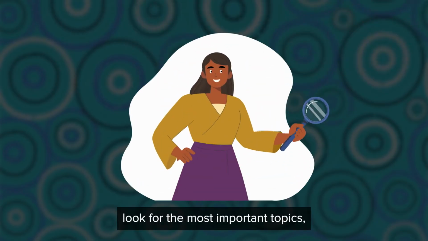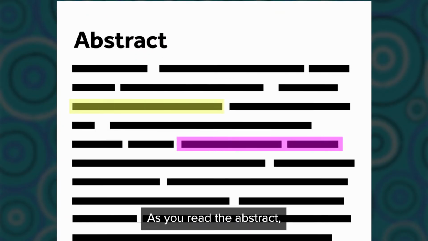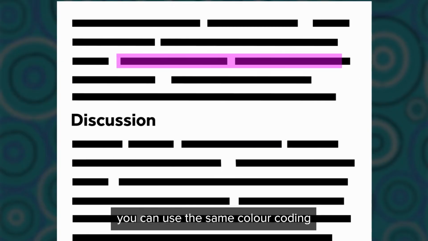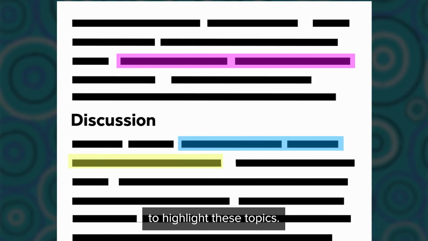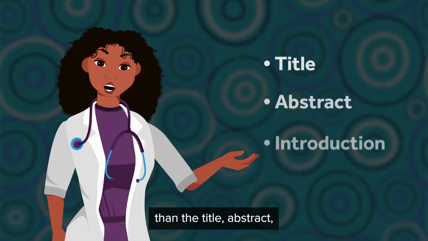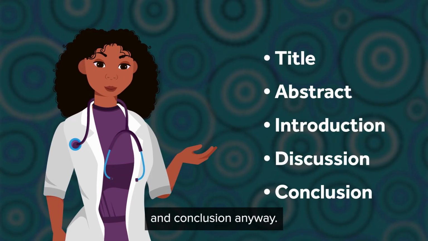First of all, look for the most important topics, and that can be often found in the abstract. As you read the abstract, you can highlight topics in different colours, so when you continue to read through the paper, you can use the same colour coding to highlight these topics. In fact, you usually won't need to read more than the title, abstract, introduction, discussion and conclusion anyway.